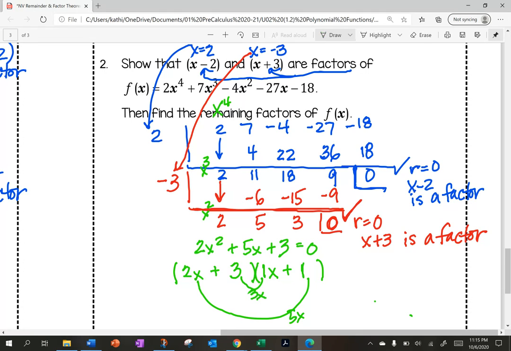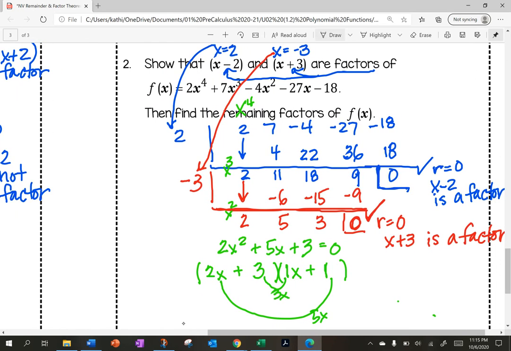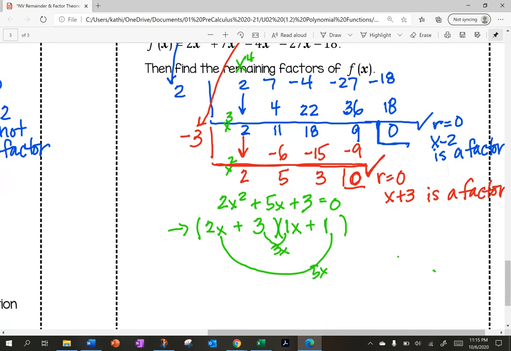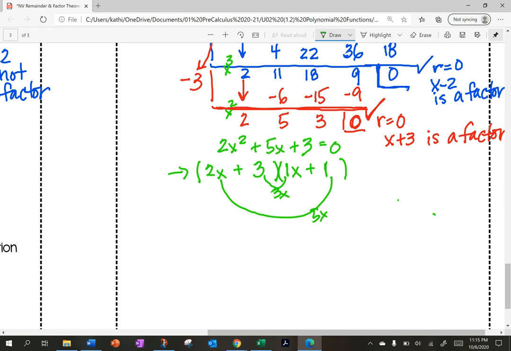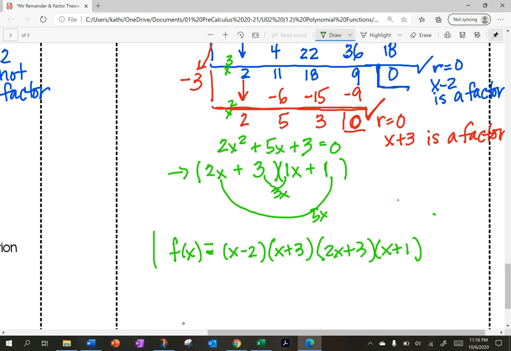So it's asking me to completely factor. So putting all 4 of my factors together. These are my first 2 factors, x minus 2 and x plus 3. And these are my second 2 factors. So rewriting everything completely factored is f of x equals x minus 2, x plus 3, 2x plus 3, and x plus 1. And we are done.